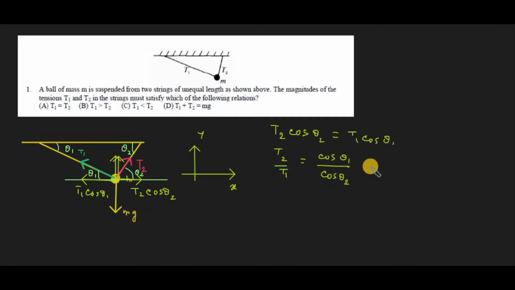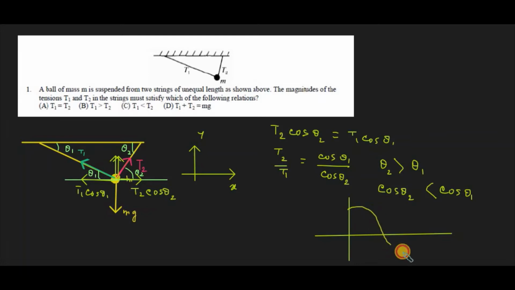Here you can check that theta 2 is greater than theta 1. Since theta 2 is greater than theta 1, cosine of theta 2 should be less than cosine of theta 1, because if you consider the cosine graph, it will be like this. If theta is along the x-axis and cosine theta is along the y-axis, initially when theta equals 0, cos theta is equal to positive 1. Increasing theta, the cosine theta is going to decrease.